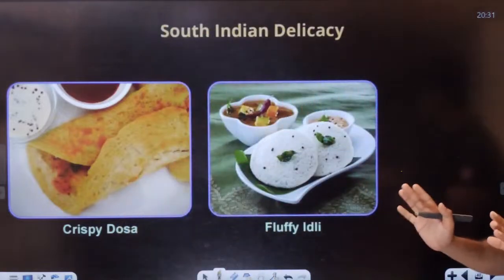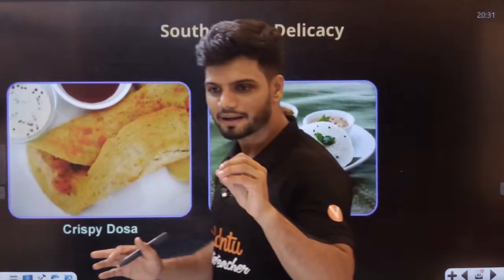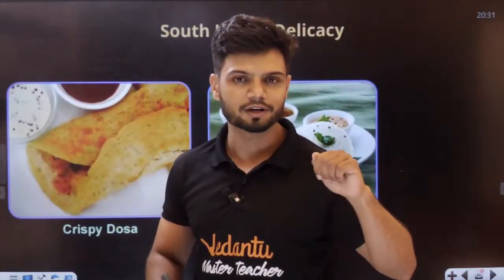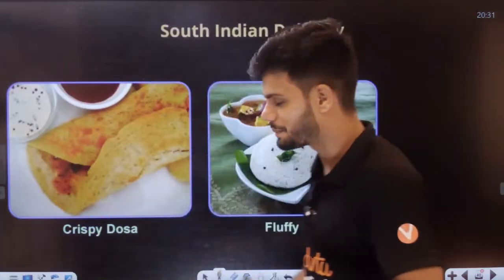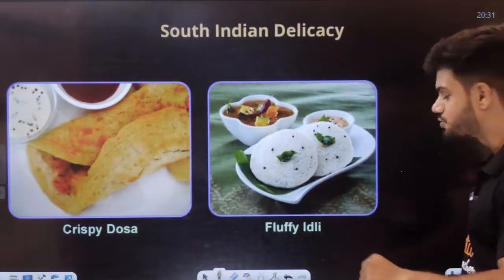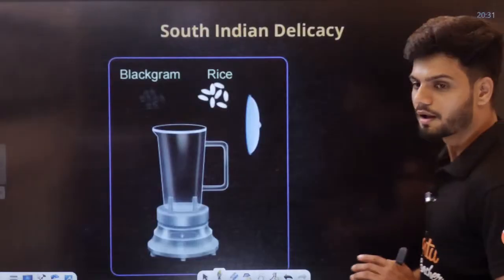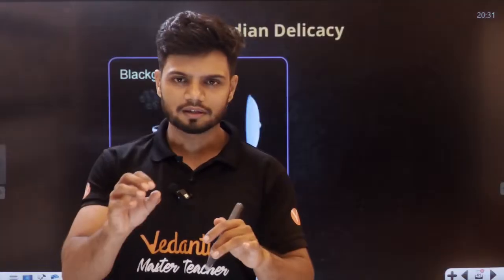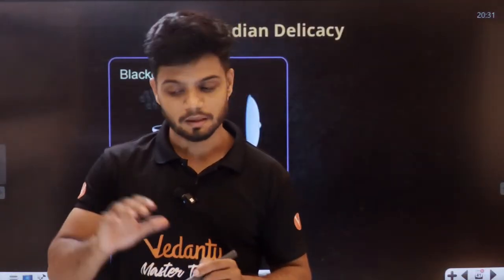Now, have you ever noticed your mom adding any type of bacteria inside the curd to make the dosa batter? No, right? Then I'll teach you what happens. You can tell your mom also later on. Now students, have you noticed? Let's say on Monday your mother is making dosa.